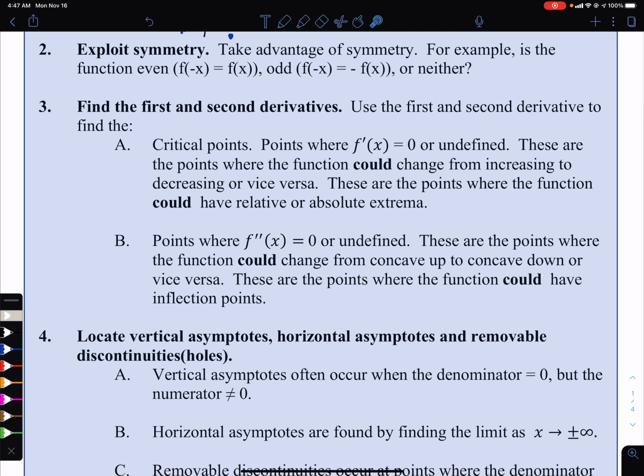Okay, first and second derivatives, that's what we've been doing for the first few sections. So you're going to look for when the first derivative is 0 or undefined. Those are called critical points. These are the points where a function could change from increasing to decreasing. So you're going to make a table. We're going to do some examples. And with that, you'll also find possible relative extrema at these places.